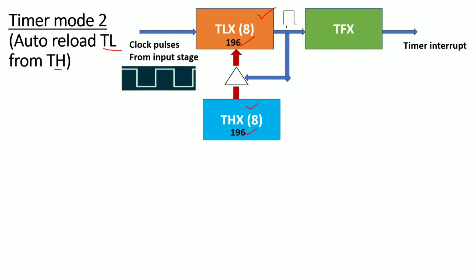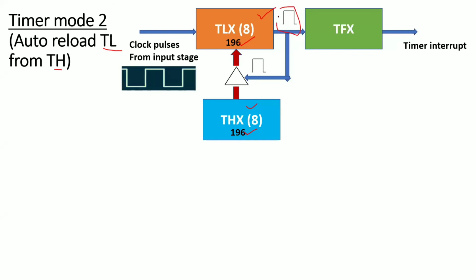Now the same interrupt is given to this buffer. This is your tri-state buffer. What is this tri-state buffer? It allows the data to pass through it. Whenever you enable this one, after overflow, the value 196 is loaded again into the timer lower byte. So again it will start counting from 196, 197 up to 255. That means it is counting exactly 60. For every 60 clock pulses, it is generating the interrupt.